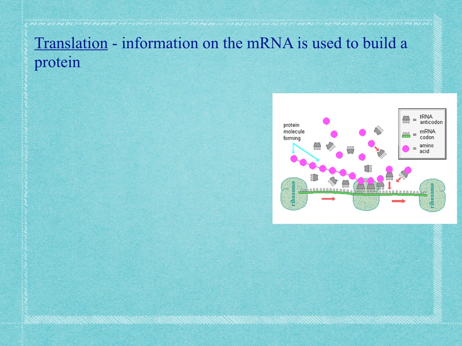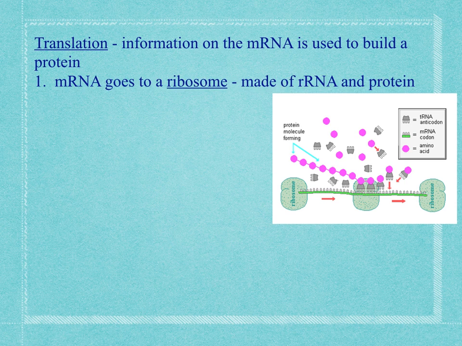So how do we make those proteins? We're going to use this process called translation. So what happens is the information on the messenger RNA gets used to build the protein. And you can see in the picture how that works. So the first thing that happens is the messenger RNA goes to a ribosome. Remember, ribosomes are made of rRNA, so ribosomal RNA and protein.